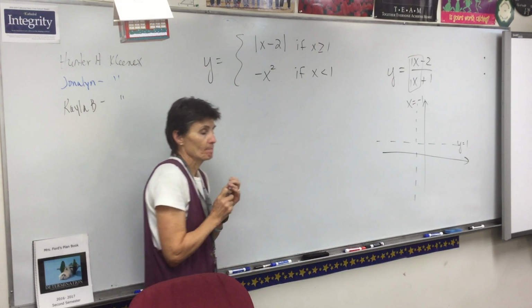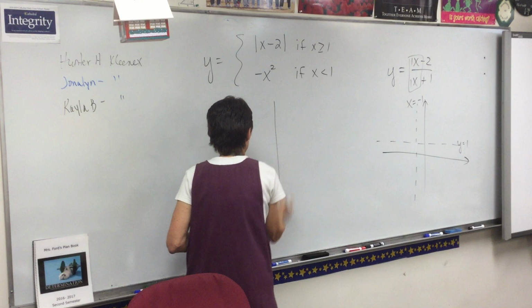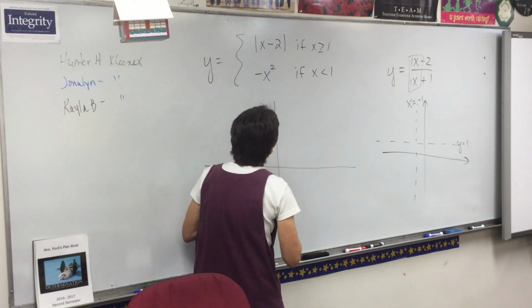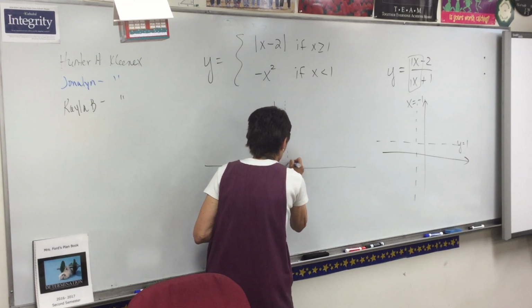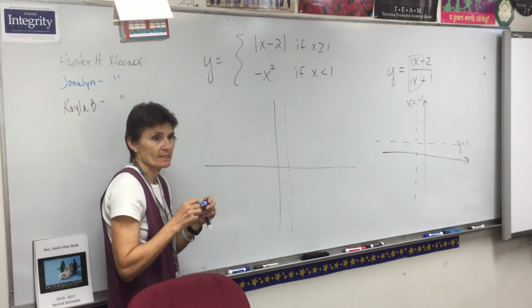Let's take a look at this. All right, so here we go. First thing, let's go ahead and put in our dashed line right here, right? This is where the curve's going to fall apart. That's where we're going to have the breaks, the dots.